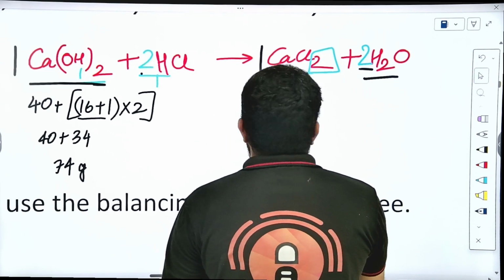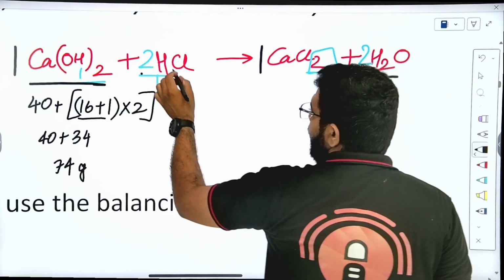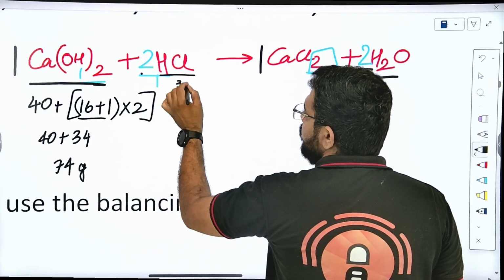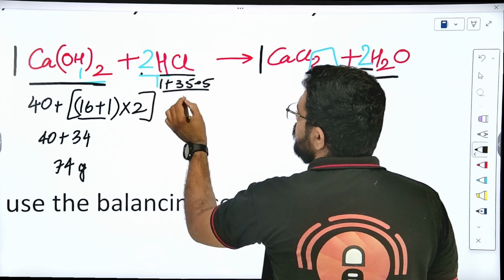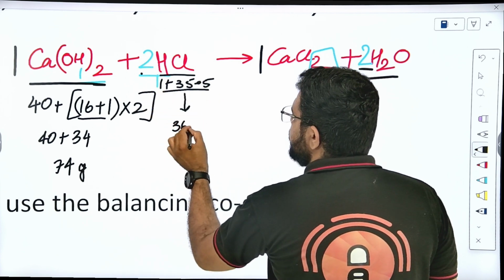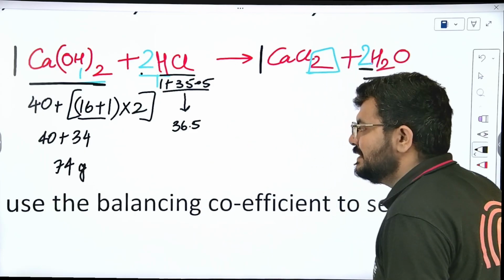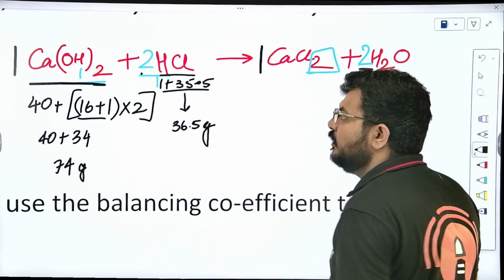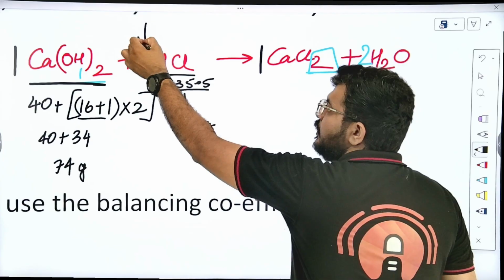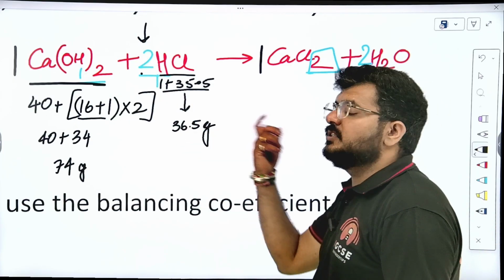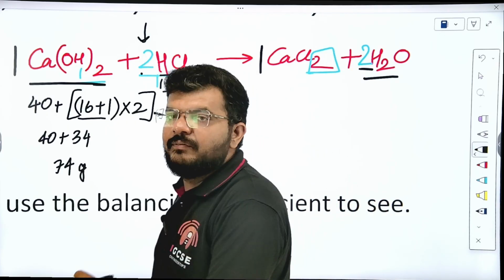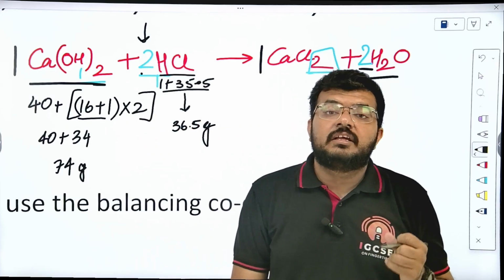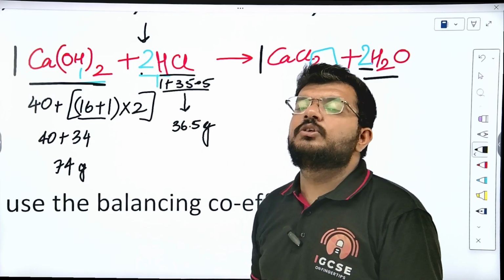So let's now find out for HCl. It should be 35.5 plus 1, which will give you 36.5. This is the relative mass of HCl. Now you might be thinking, do we multiply this 2 with this 36.5 or not? No. Right now, when we are just finding the relative mass of HCl, you don't need to.